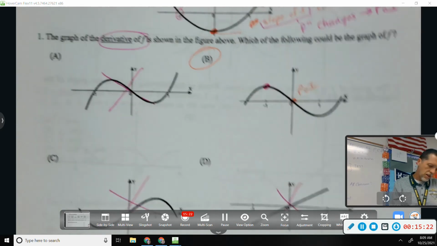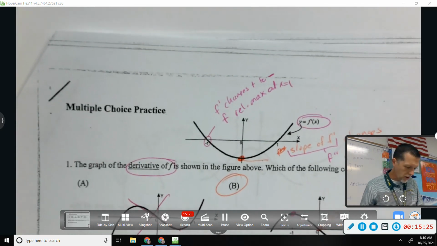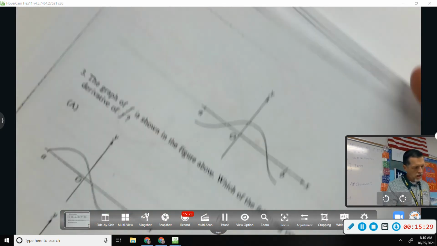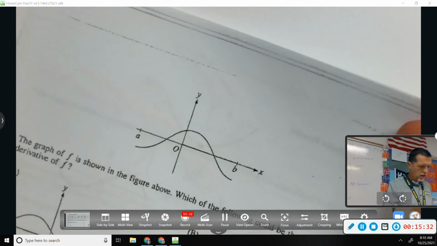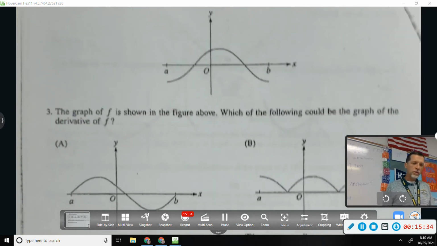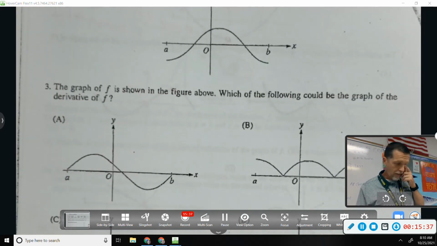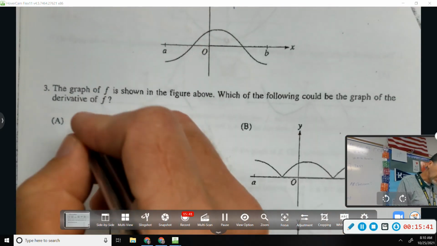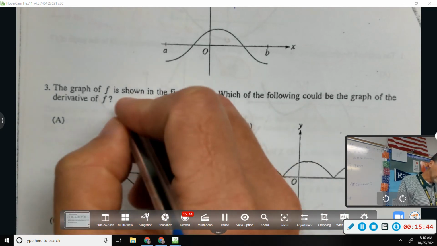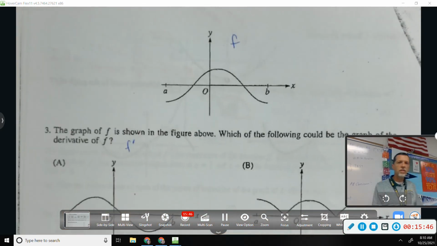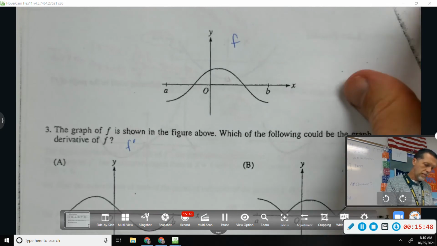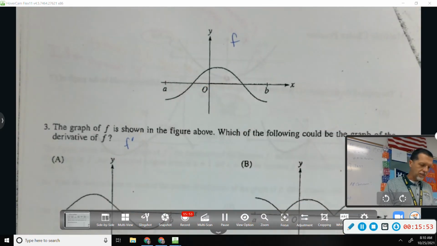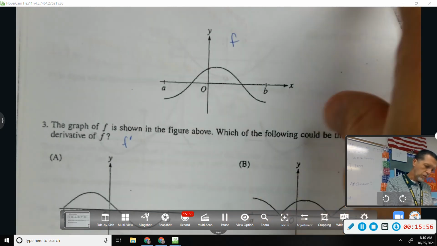All right, I think number 2 is pretty straightforward. Three is sort of backwards from what we just did. The graph of f is shown in the figure above, which could be the derivative of f. So all our answer choices are f prime. So it's kind of backwards, but we would still use increasing, decreasing slopes, all that kind of stuff to figure out which one of these it is.